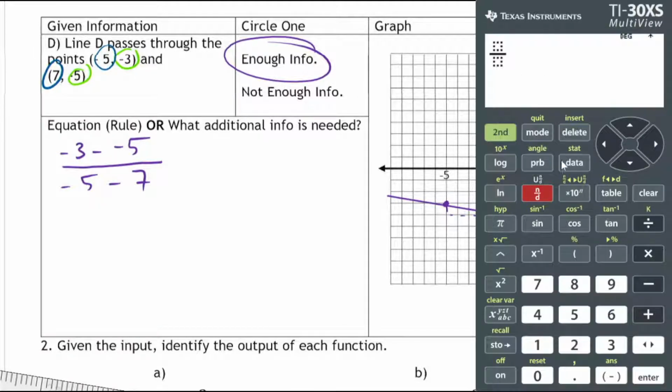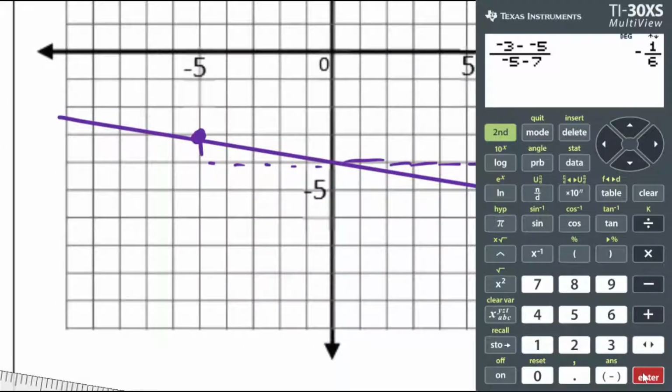Let's go ahead and type that in there. So in my numerator, I have negative 3, and I'm going to subtract negative 5. And in the denominator, I just have negative 5 minus the number 7. And I get negative 1/6. So the slope of my line is m equals negative 1/6. So it's down 1 over 6 units, down 1 over 6.